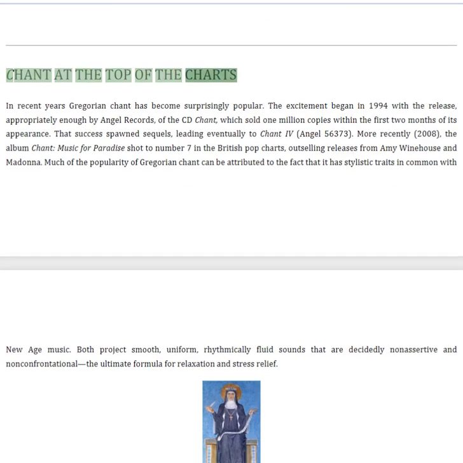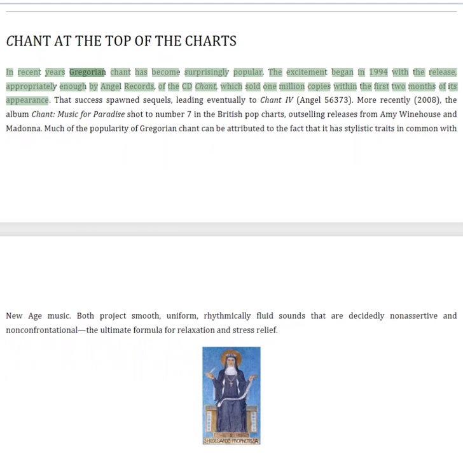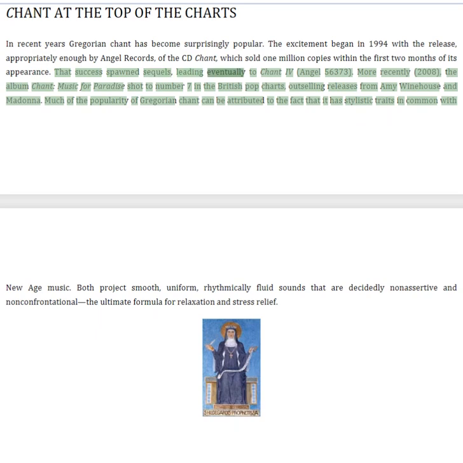Chant at the top of the charts. In recent years, Gregorian chant has become surprisingly popular. The excitement began in 1994 with the release, appropriately enough by Angel Records, of the CD Chant, which sold 1 million copies within the first 2 months of its appearance. That success spawned sequels, leading eventually to Chant 4. More recently, the album Chant, Music for Paradise shot to number 7 in the British pop charts, outselling releases from Amy Winehouse and Madonna.